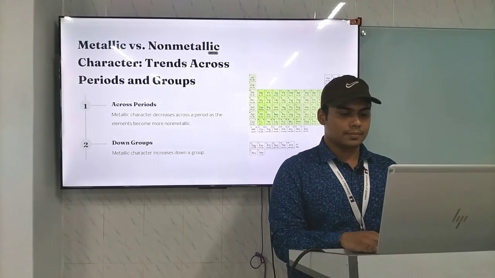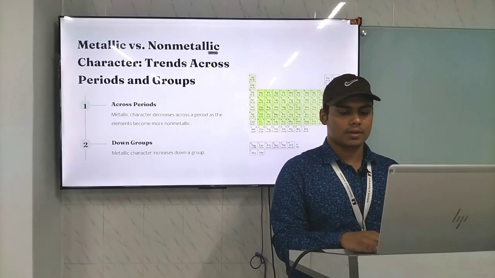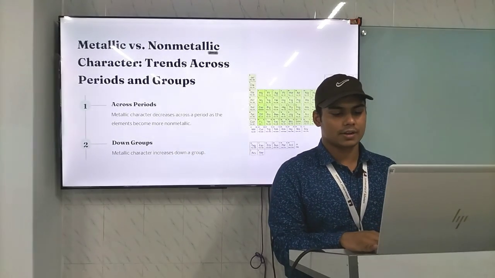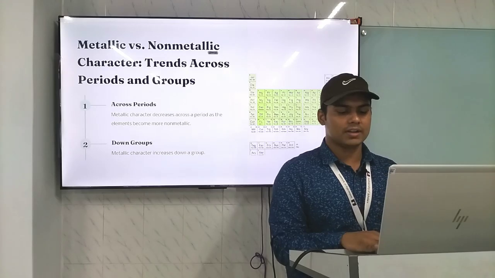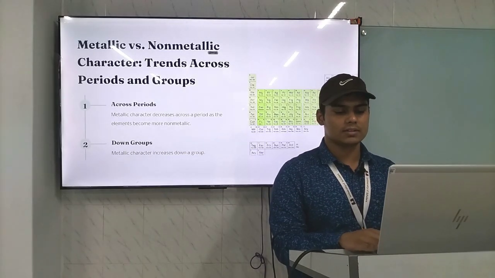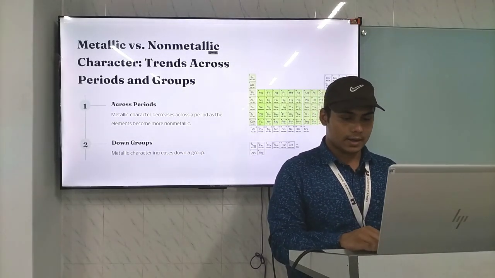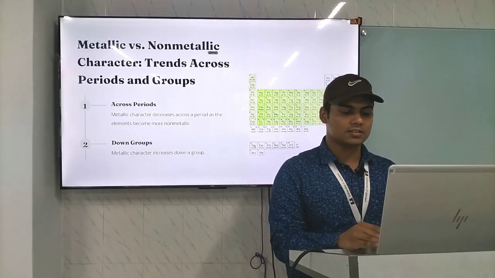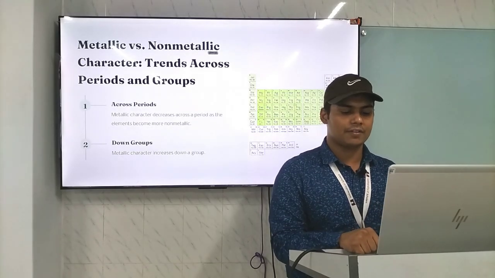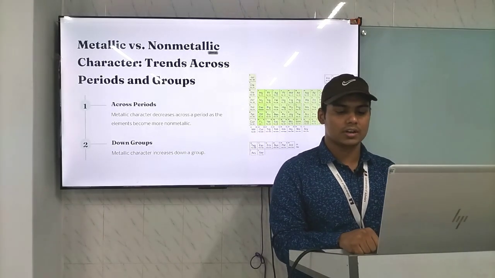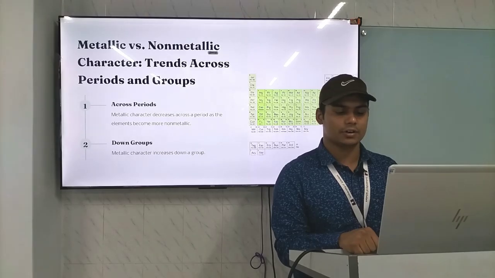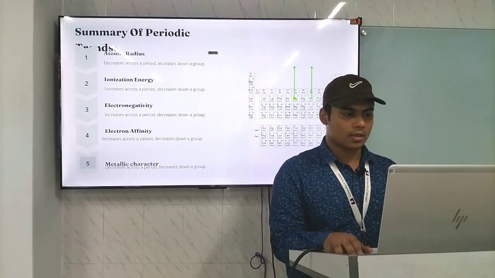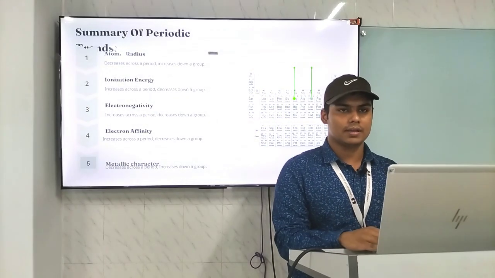Metal versus non-metal. Metallic character. Metallic character decreases across a period, as non-metals dominate. It increases down a group, and metals become more reactive. Non-metallic character increases across a period and decreases down a group. This is why metals like potassium are very reactive, while non-metals like chlorine are also reactive but in a different way, by gaining electrons. These are the summaries of my topics.